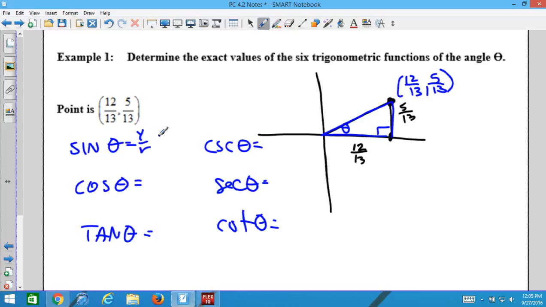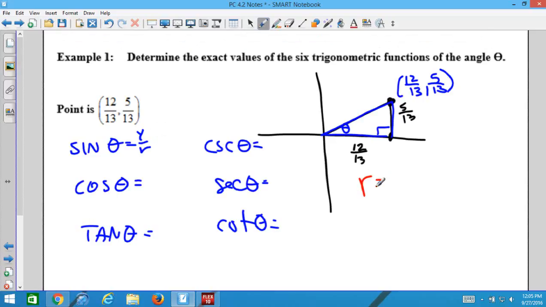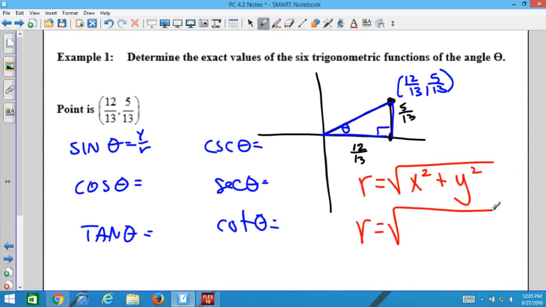So how am I going to find that? Square that, square that. The radius is equal to the square root of x squared plus y squared. That's also written on the first page. So the radius is equal to the square root of 12/13 squared. I'm not going to use my calculator, just so you know. And 5/13 squared.